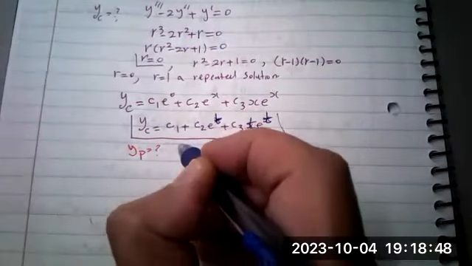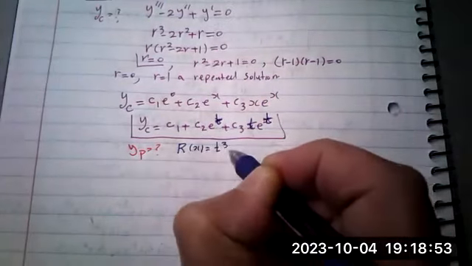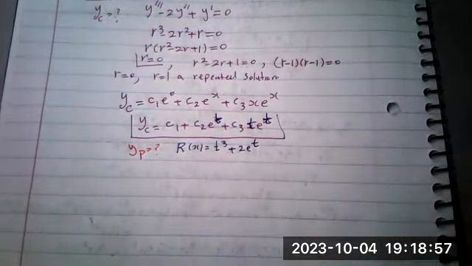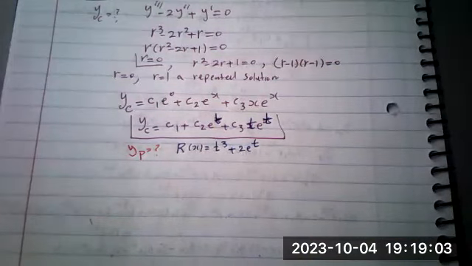Okay, so what is R(x)? R(t) is t cubed plus 2e to the t. It's in two parts. The first part is a polynomial, the second part is exponential. So you have to do two. Okay, we can do both of them at the same time.